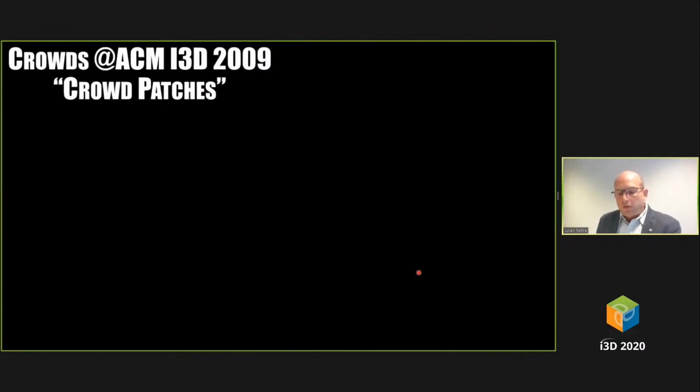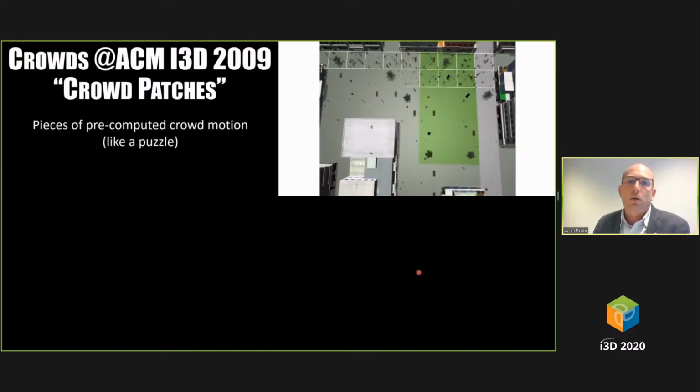So it's not the first time that we will be talking about crowds at the ACM I3D conference. I'm so happy to see that there is a full session dedicated to the topic right after this talk. In our team, we first spoke about our work on crowds at I3D 2009, where we introduced the crowd patches technique. So let me briefly remind you what the crowd patches technique is.